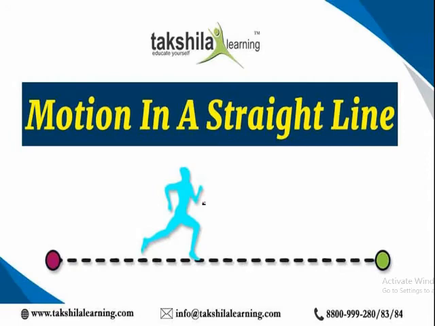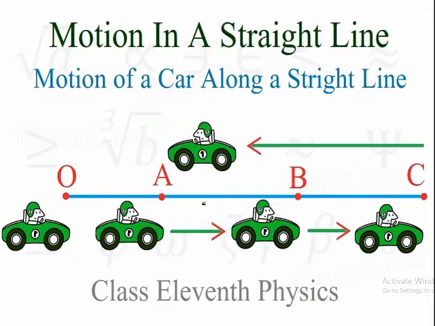Motion in a straight line. So at first I will discuss motion in a straight line. What is motion in a straight line? You can see an object has started from O and it has gone up to C. It has gone to the point A, then B, then C, and then it comes back. Straight it is going and straight it is coming back.